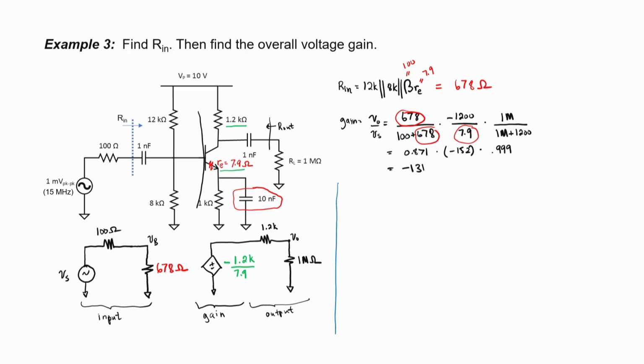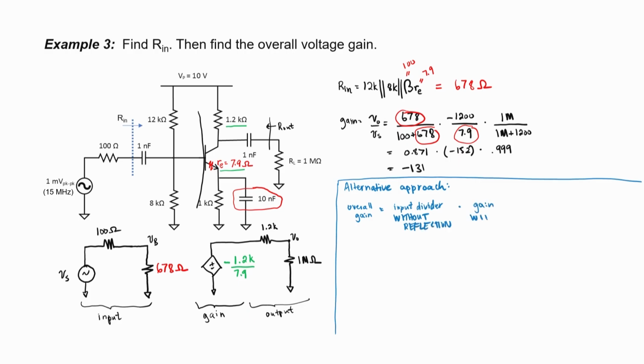Let me give you an alternative way of solving the problem, though, where we reflect the impedances in the other direction. An alternative way of finding the overall gain is to use the input divider without impedance reflection and then instead apply it to the gain segment. In other words, I'm going to assume that my input impedance doesn't include any impedance reflected from the emitter. Of course, that input impedance is wrong, but it's going to still give us the same and correct overall gain. Let me show you what I mean. Clearly, that's the wrong input divider, but I'm now going to compensate for it.